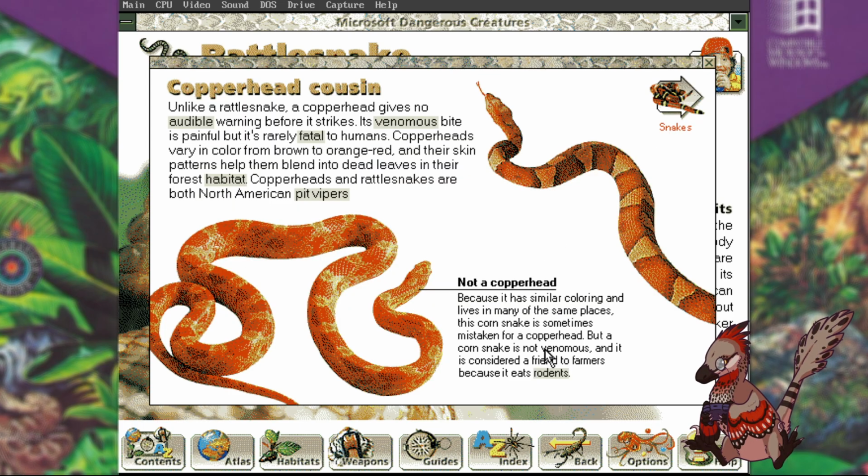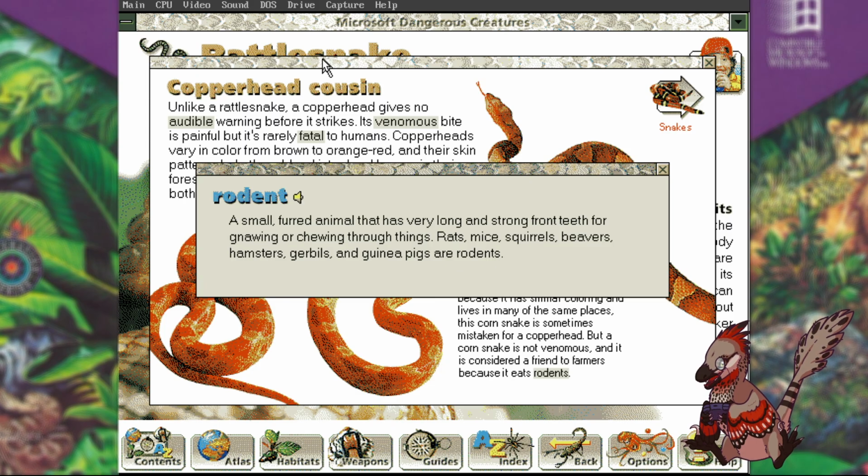Not a copperhead. Because it has similar colouring and lives in many of the same places, this corn snake is sometimes mistaken for a copperhead. But a corn snake is not venomous, and is considered a friend to farmers because it eats rodents. Rodent. A small furred animal that has very long and strong front teeth for gnawing or chewing through things. Rats, mice, squirrels, beavers, hamsters, gerbils, and guinea pigs are rodents.